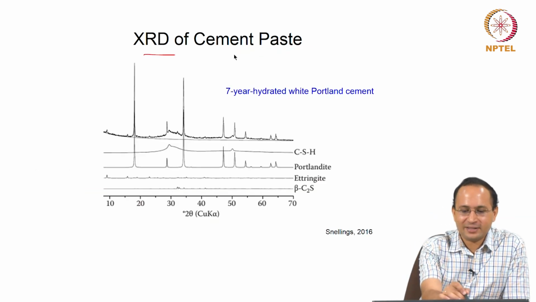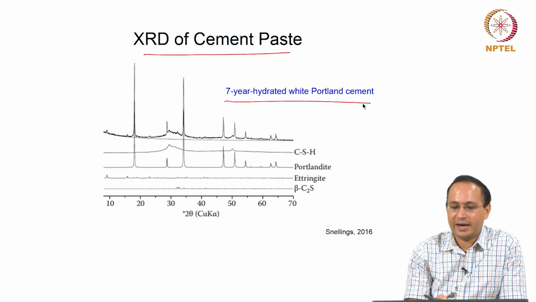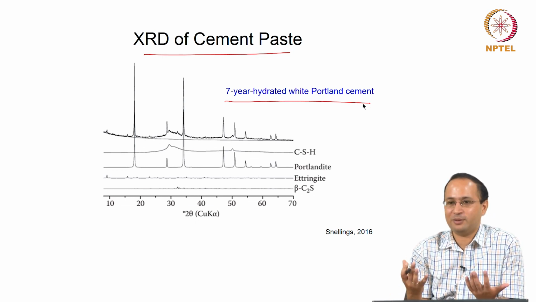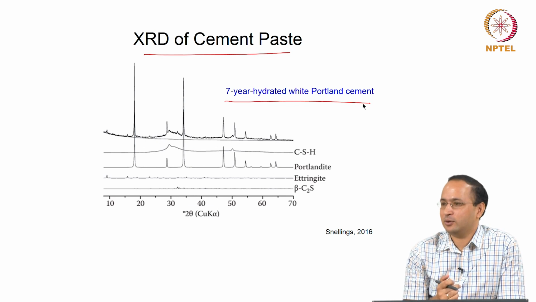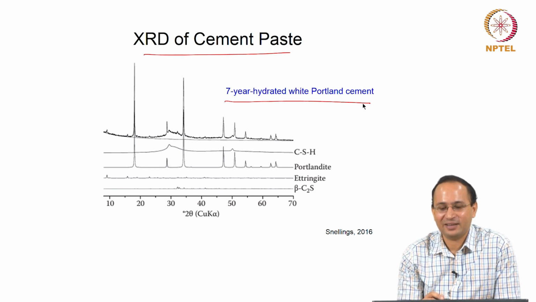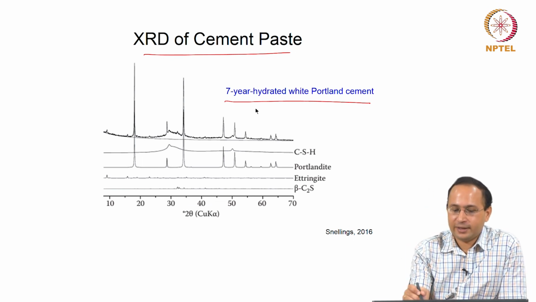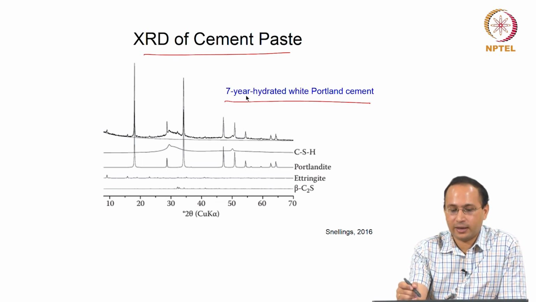Also here, if you look at the X-ray diffraction, this is the X-ray diffraction of 7-year hydrated white Portland cement. What is white Portland cement? How do you get white Portland cement? Without iron. Everyone knows what white Portland cement is, right? So obviously it has a white color. It does not have iron. In this test, what they did was let it hydrate for 7 years, so it is 7-year hydrated white Portland cement.